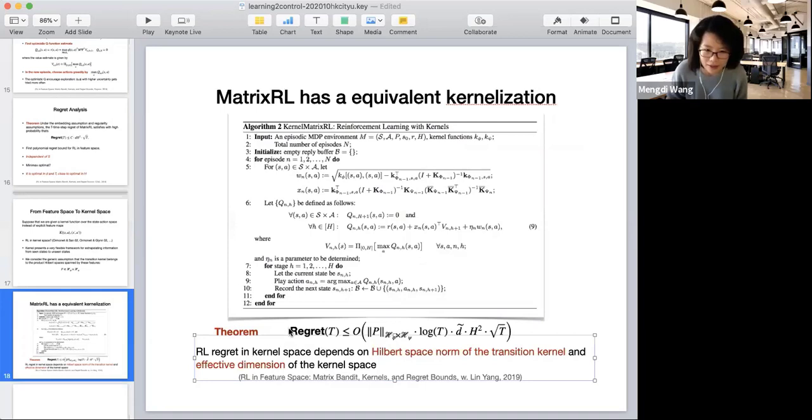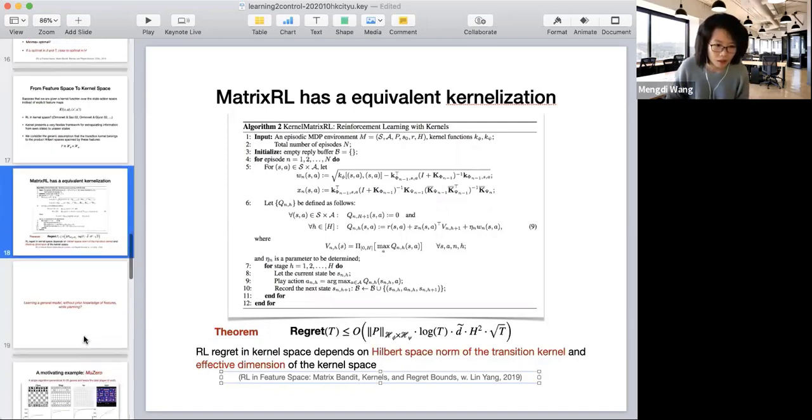So in that case, if we work with kernel space rather than a feature map, then the regret, again, depends on a particular notion of effective dimension, which is this d tilde. And also something like the Hilbert space norm of the unknown transition kernel will show up. So this is really just a bunch of derivation from the finite dimensional case to kernel space. Okay.